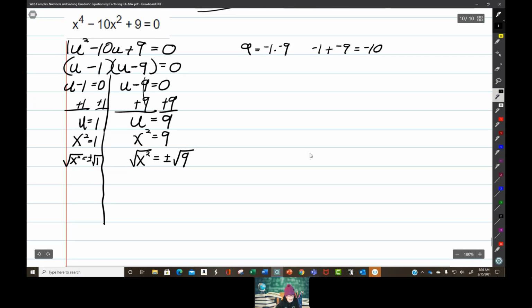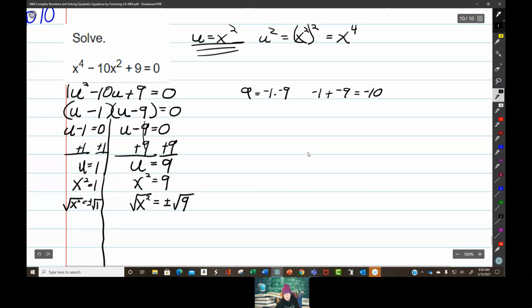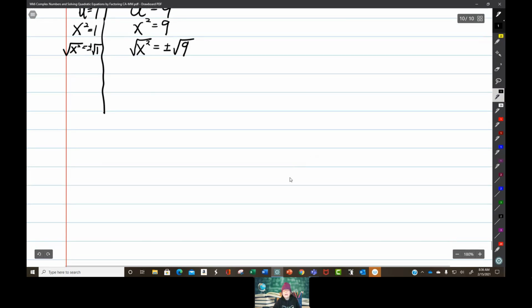Really? I am disappointed. Yeah, all right. I thought it would be harder. Doggone it. All right. So the square root of x squared is x equals plus or minus the square root of 1, which is 1. The square root of x squared is x equals plus or minus the square root of 9, which is 3.